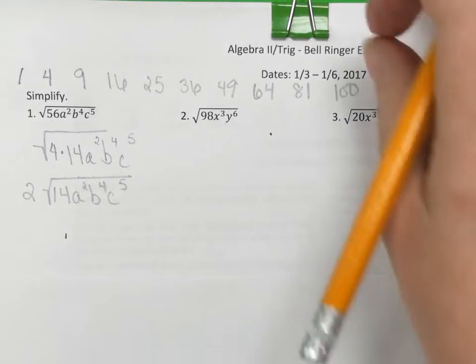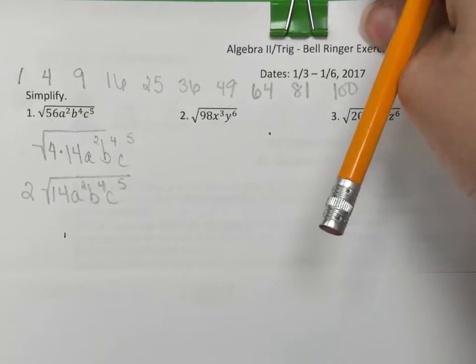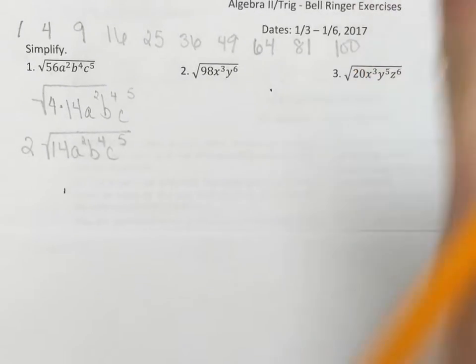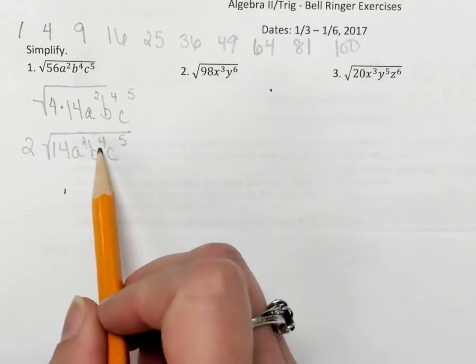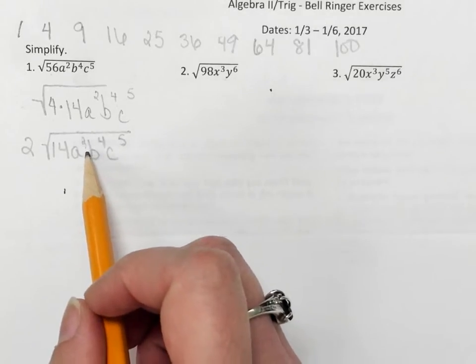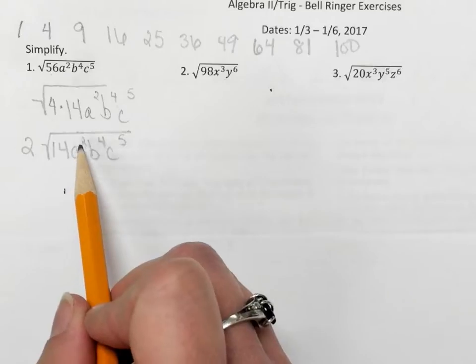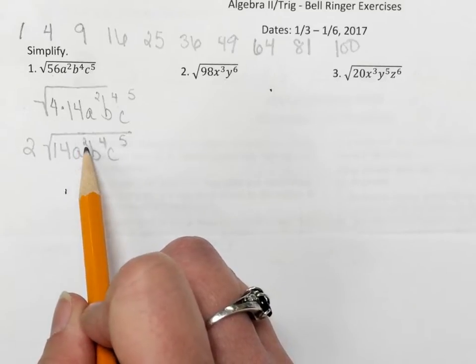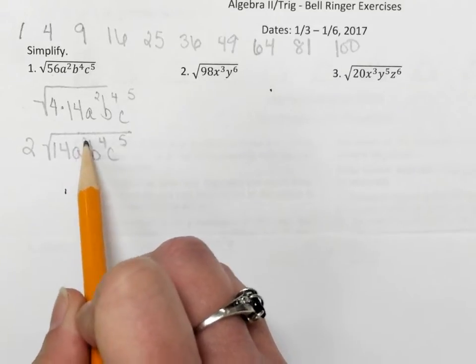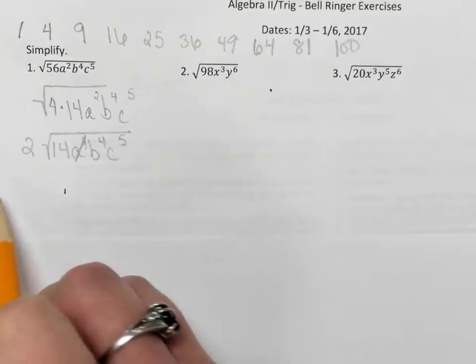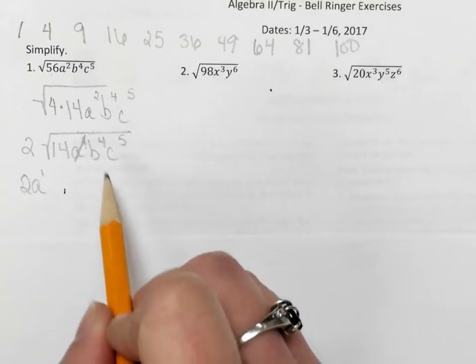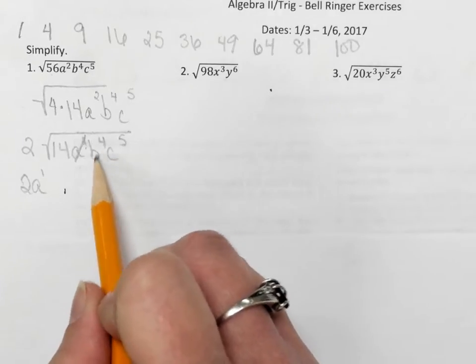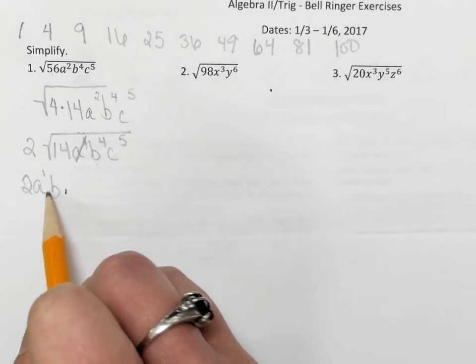All right, what about the letters? How did I take the square root of the letters? What did I do to the exponent? I did something to these exponents. You half it. What's half of a squared? A to the first, right? So this would be 2a to the first. What's half of b to the 4? 2. B to the 2. There you go.